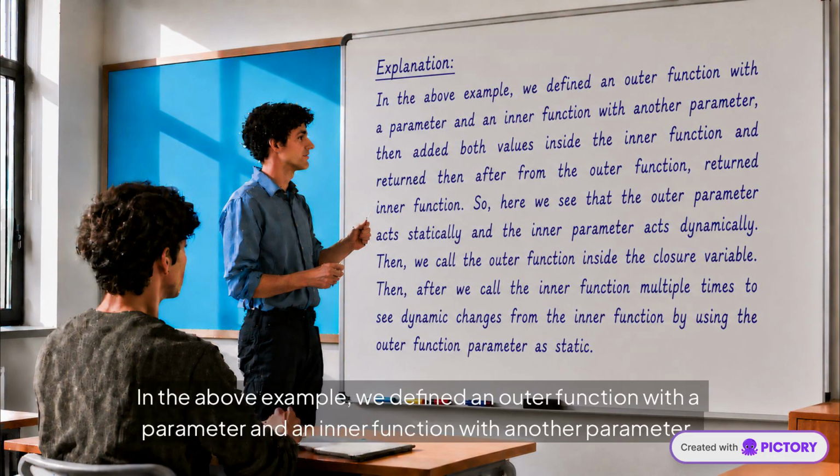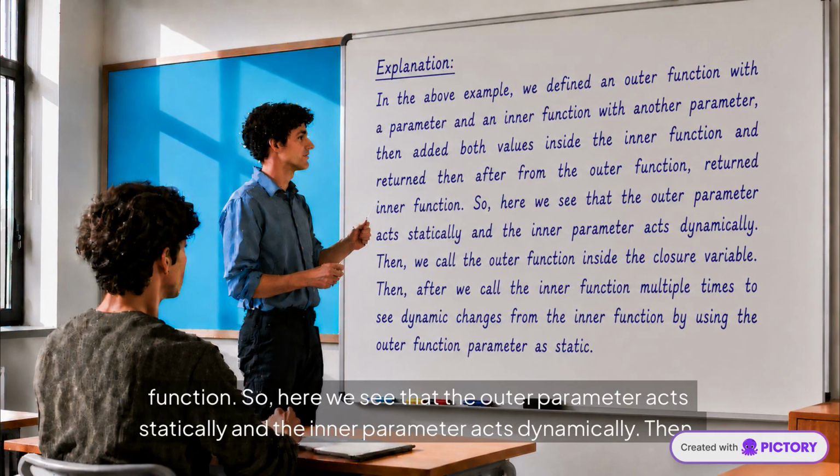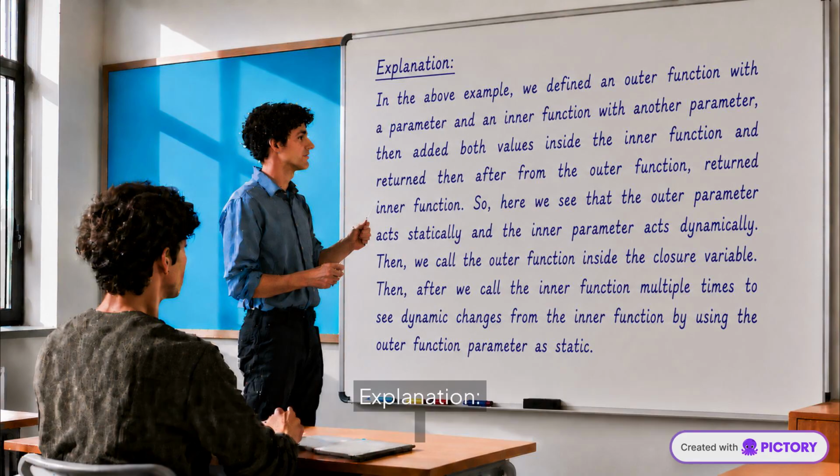Explanation. In the above example, we defined an outer function with a parameter and an inner function with another parameter, then added both values inside the inner function, and returned the inner function from the outer function. So, here we see that the outer parameter acts statically and the inner parameter acts dynamically. Then, we call the outer function inside the closure variable. After that, we call the inner function multiple times to see dynamic changes from the inner function by using the outer function parameter as static.